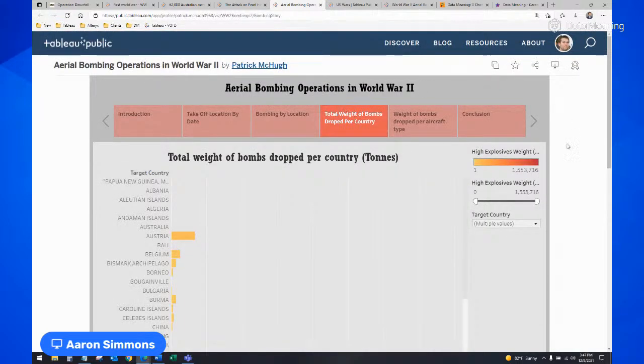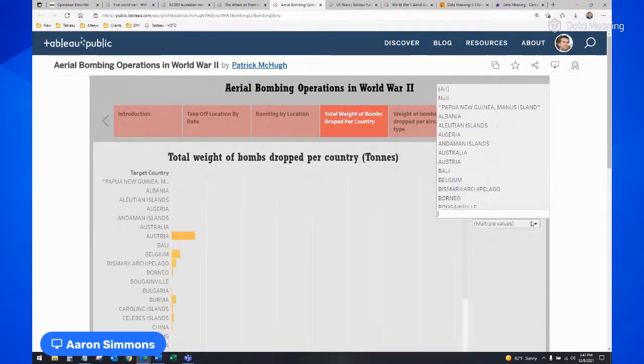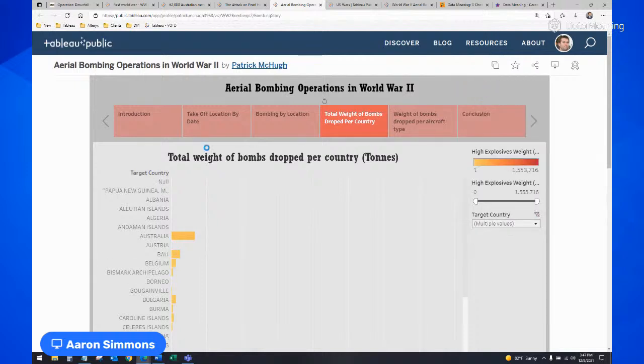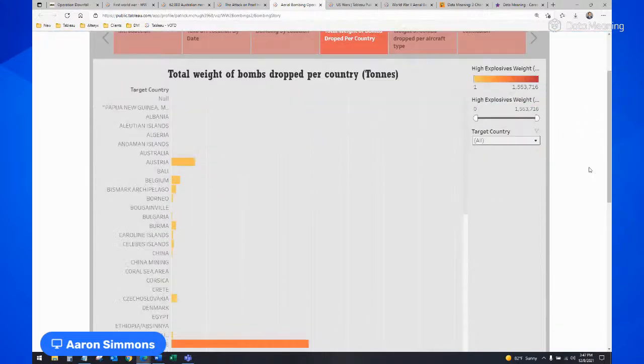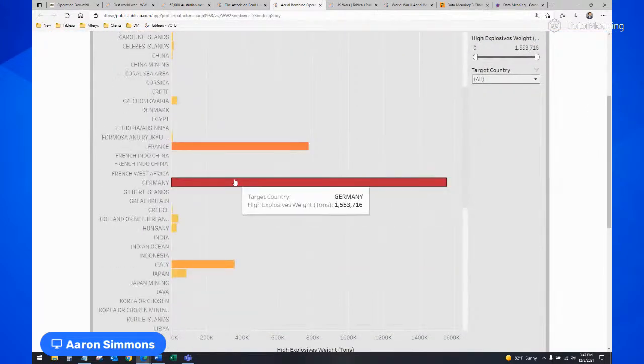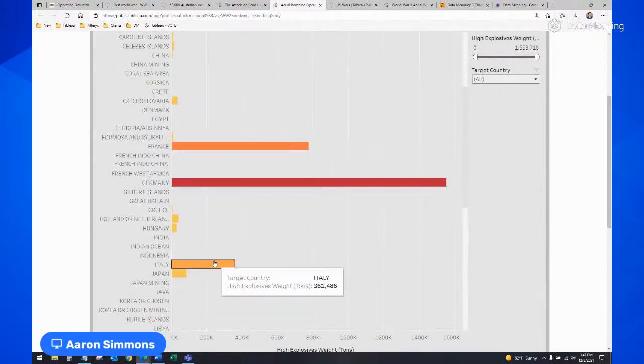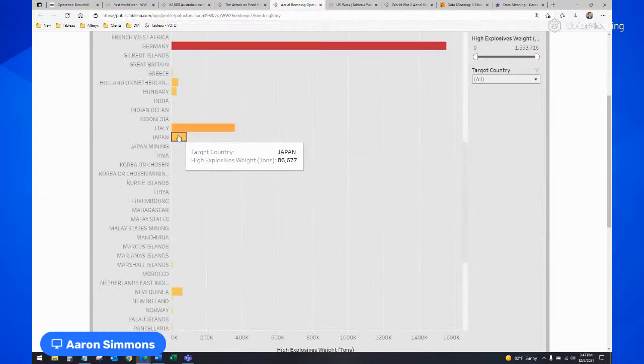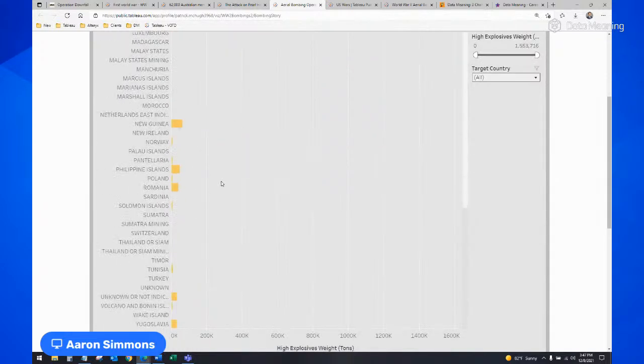Total weight of bombs. What I found interesting on this one is it's got each of the countries and then a total weight of bombs dropped per country. It's alphabetical. Incredible. So you can see, wow, obviously Germany and then France, Italy, not much in Japan, which just surprised me. It was as low as it was.